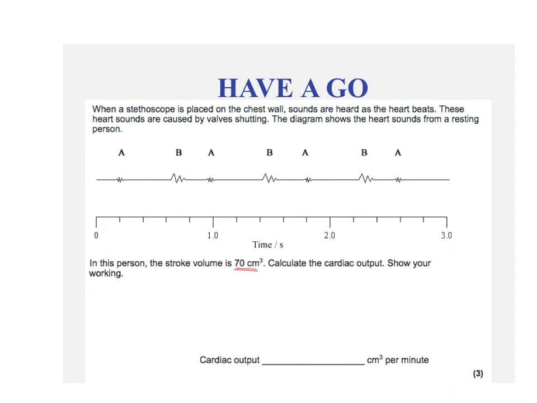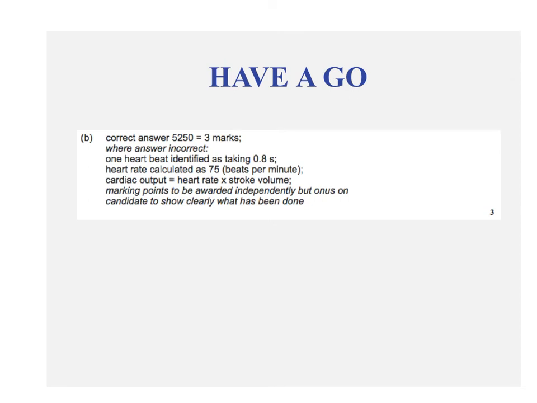So you've been shown there the stroke volume, and you've got a repeating pattern of valves opening and closing. To calculate the cardiac output, you first need to work out the heart rate and then use your equation. Pause now and have a go, and again I will show you afterwards. So here we've got the answers again. You should have got the cardiac output of 5250 centimetres cubed per minute.